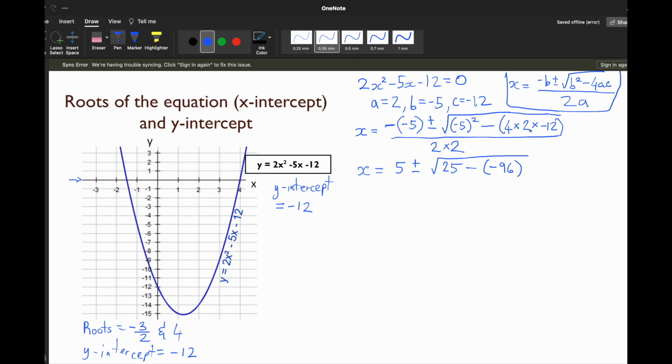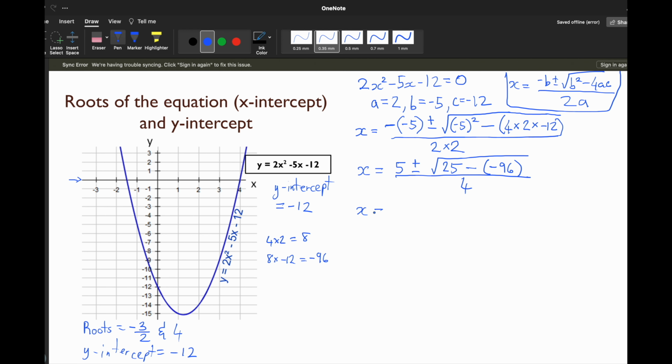All right, so 4 times 2 is 8. If I was to do it over here, 4 times 2 is equal to 8. And then it's going to be 8 times negative 12. So 8 times negative 12 is equal to negative 96. So all of that goes over 2 times 2, which is 4.